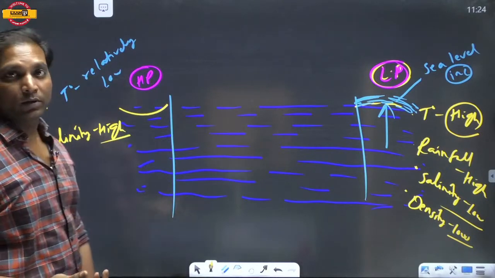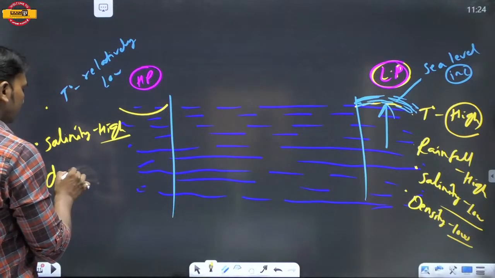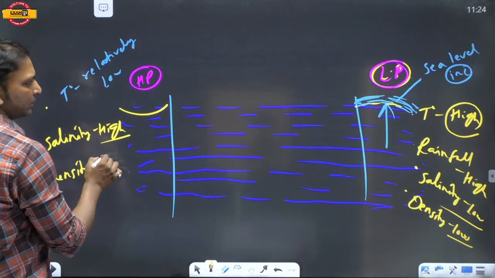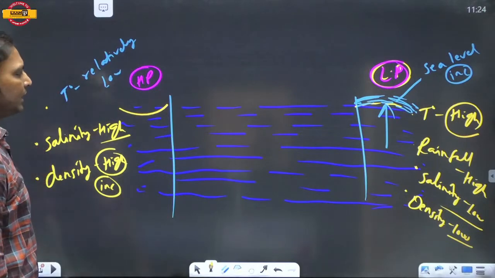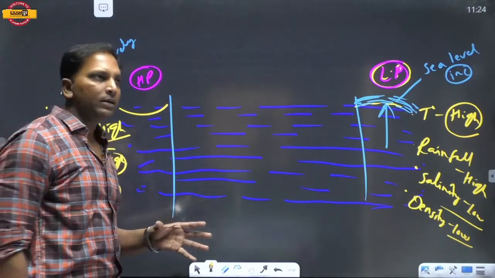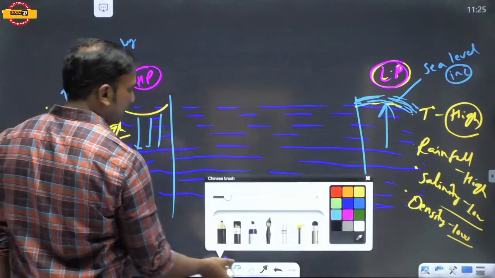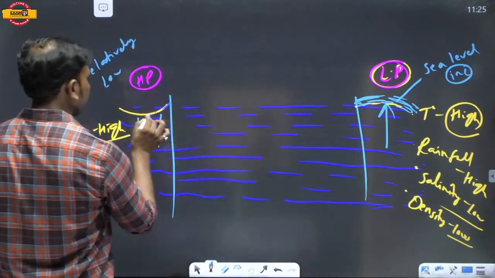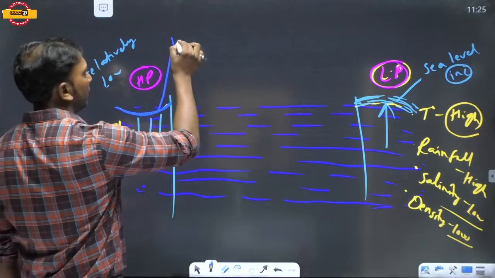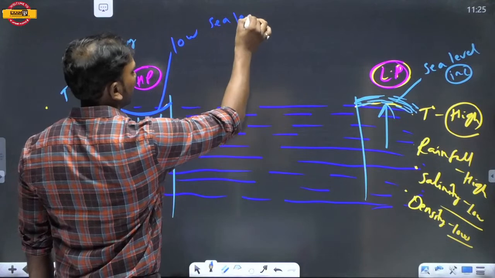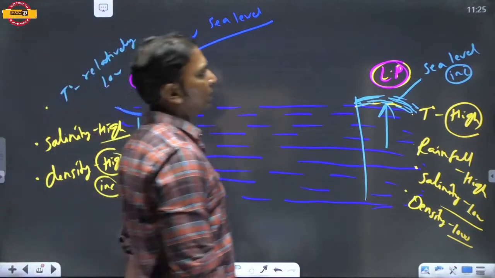Vaporization is high at this place also. So salinity becomes high and it will increase the density also. When the density increases, the water becomes heavier and it will go down. Now you see like this. So it will create a low sea level. Now here you see the low sea level. So at some places there is high sea level and on the other side there is low sea level.